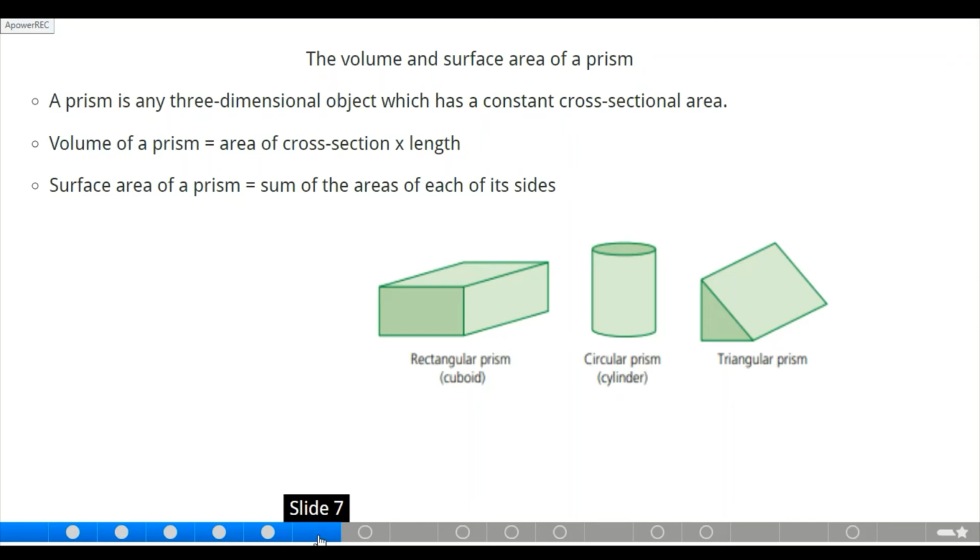And the surface area of a prism is calculated as the sum of the area of each of the sides. So we have to calculate the sum of each area. We add them together, and that gives us the total surface area of the prism.